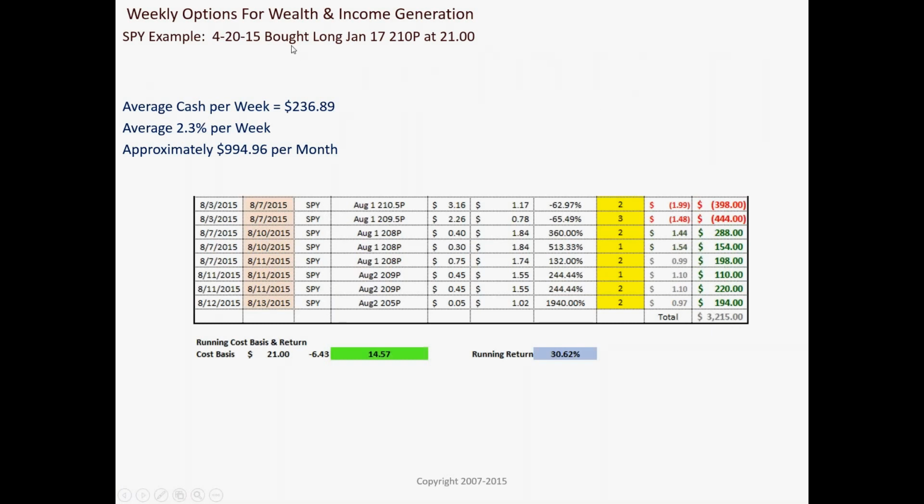We originally bought into this position. It's the January 7, 2017 210 put. Bought that at $21. And now we have worked off that where the actual cost basis for that option is only $14.57 with a return of about 30%. And so on a cash flow basis, we're hanging right in here somewhere between, this is what it came out at the end of this week, so it's somewhere between $850 to $1,000 per month is what on average we've been doing.